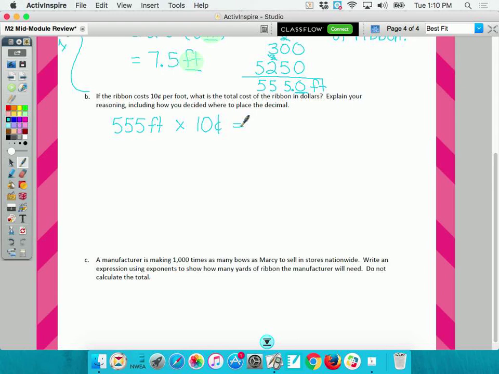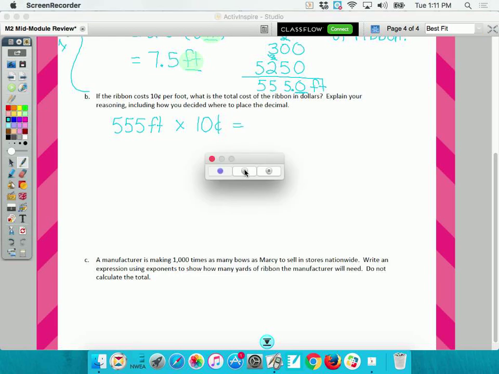Now I don't want you to say anything. I want you to see if you can figure out what your answer is. And don't worry about raising your hand. I want you to try and figure out the answer. And then it says, be ready to explain your reasoning, including how you decided where to place the decimal. And I'm going to pause it for a minute, and then we'll go back to talking about it.